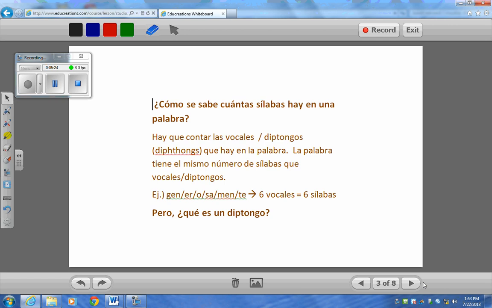Okay, so now that we've gotten the rules, how do we know? ¿Cómo se sabe cuántas sílabas hay en una palabra? How many syllables? How do we break a word into syllables? And how do we know how many syllables a word has? Well, here's the deal. Hay que contar. One must count las vocales o diptongos que hay en una palabra. La palabra tiene el mismo número de sílabas que vocales o diptongos. So once you figure out how many vowels or diphthongs this word has, okay, that's how many syllables.